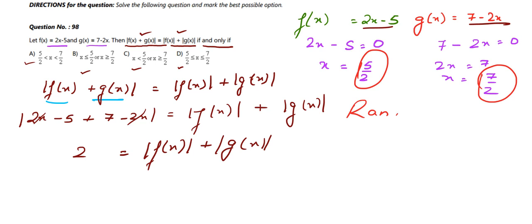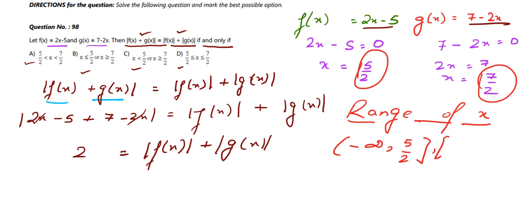So the possible range of x, here we have three possible ranges of x. One is from minus infinity to 5 by 2, which is included. Then we have from 5 by 2 to 7 by 2, and then from 7 by 2 till infinity. So these are three possible ranges of x. Now we need to find which one is true.